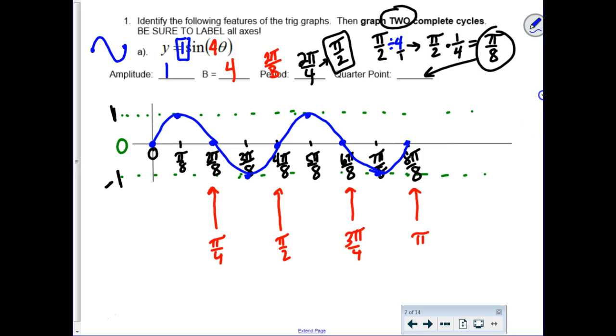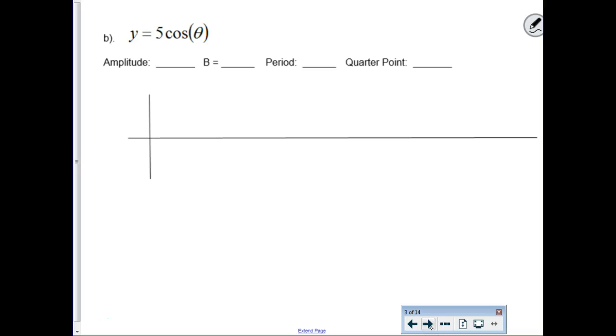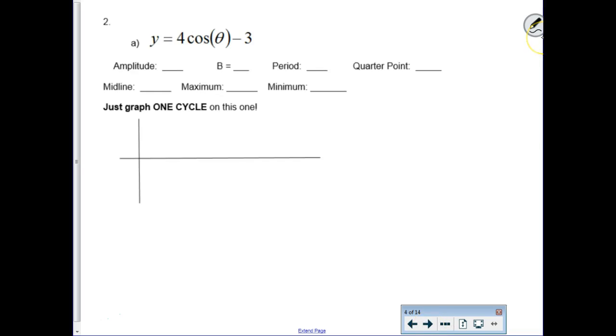Alright, so that's what I'm looking for when I grade this. Can you identify all these things? Can you calculate the period and the quarter point? And then can you go ahead and count forward and label all your axes properly? Please don't forget to label this vertical axis. Usually kids forget that one, even though I know it's really easy. I'm going to let you do this question on your own, but please do check the key to make sure you're doing it all right.